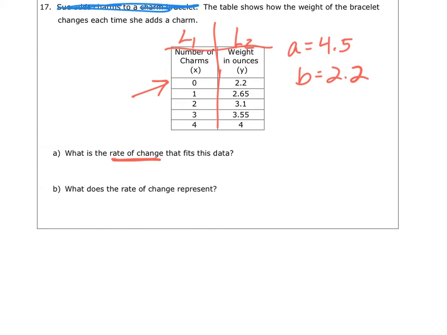So what is the rate of change? The rate of change is 0.45. Or if you wanted to do it in words, you could say 0.45 ounces per charm. Either way works. Oh wait, we worked ahead. What does it represent in words?